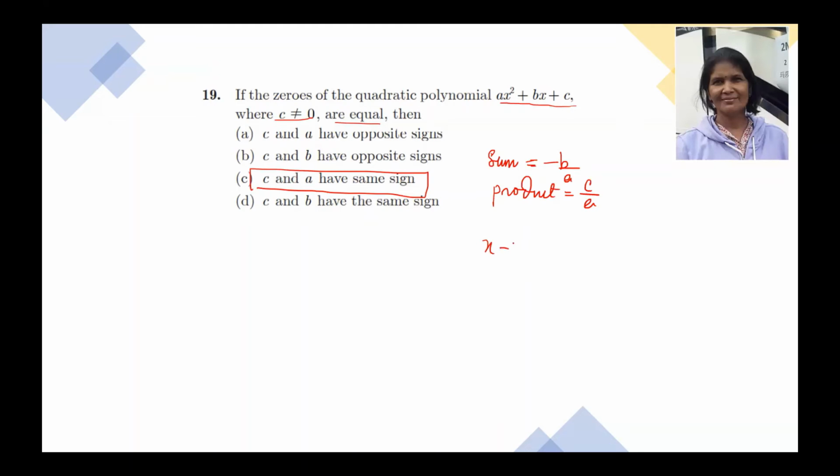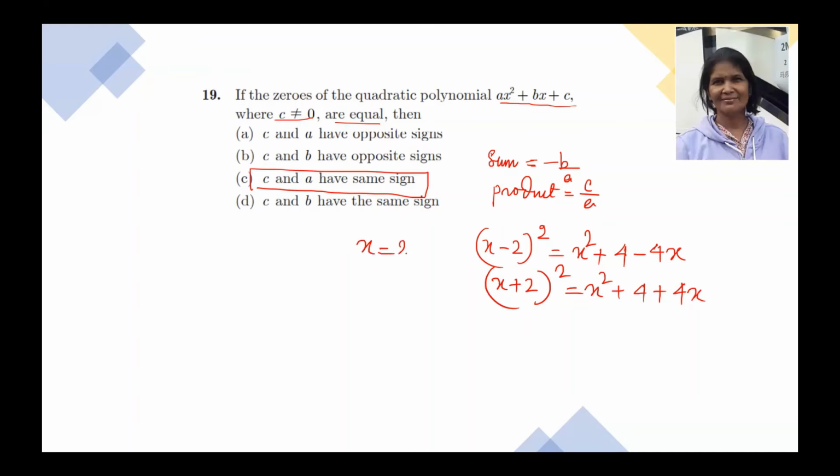For example, x minus 2 whole square is x square plus 4 minus 4x, or x plus 2 whole square is x square plus 4 plus 4x. Here both roots are positive, x equal to 2, x equal to 2. Here both are negative, x equal to minus 2, x equal to minus 2. So when both roots are equal, the coefficient of x square and the constant term are always of the same sign. So c and a have the same sign.